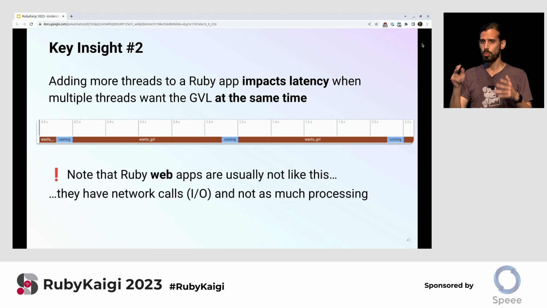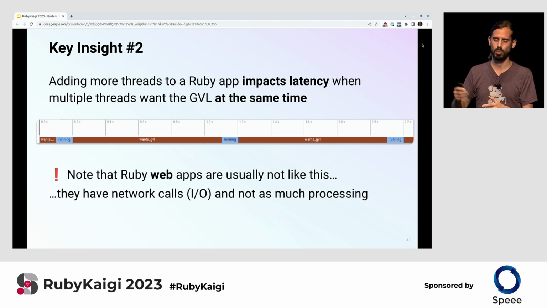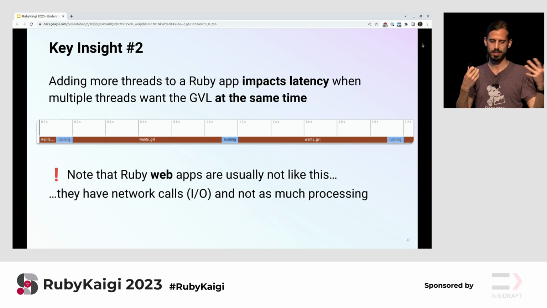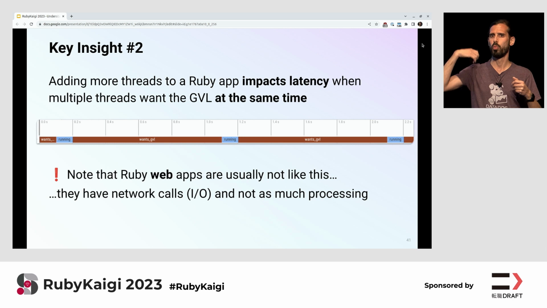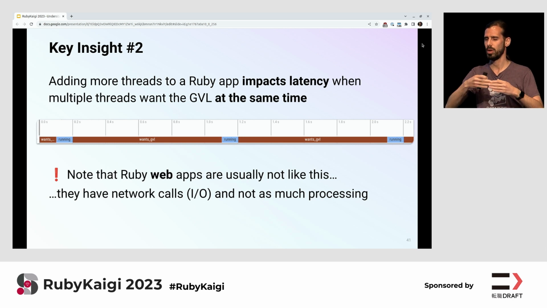Of course, Ruby web apps are usually not like this, so I'll show a few more examples with web apps, because usually web apps do a lot more network calls and this kind of I/O, and not as much processing. So this is not supposed to be a very realistic example, but it shows the very worst case, which is when you have many threads and they are all competing for the JVL at the same time.